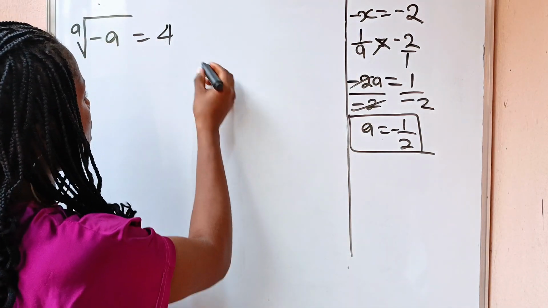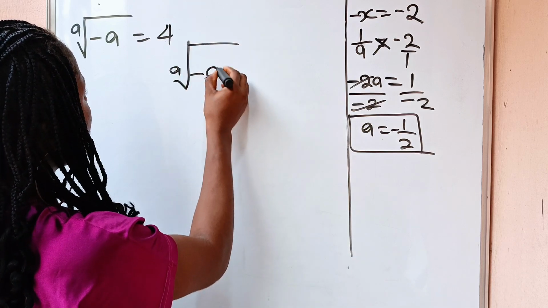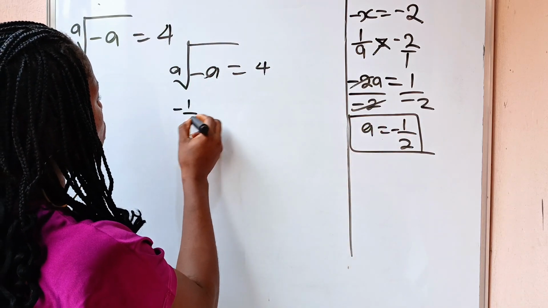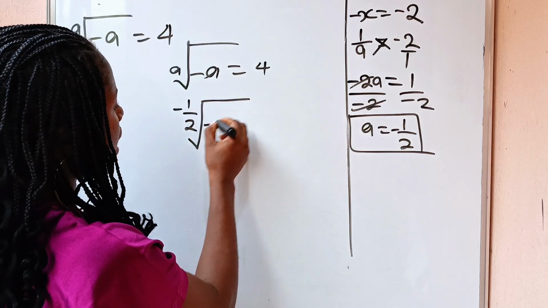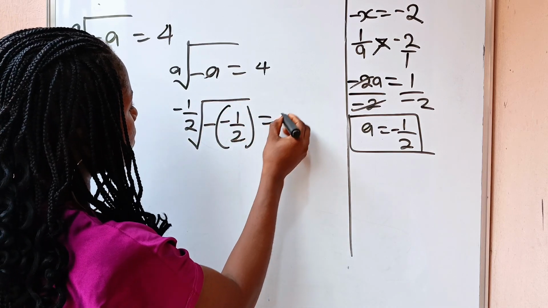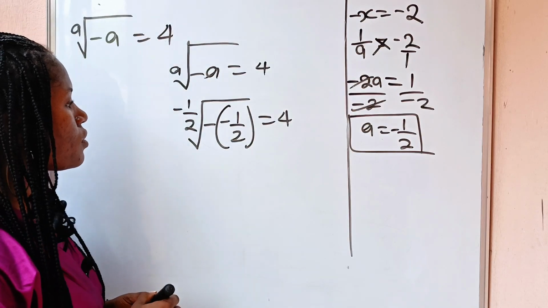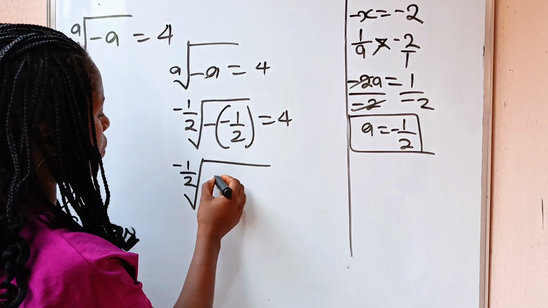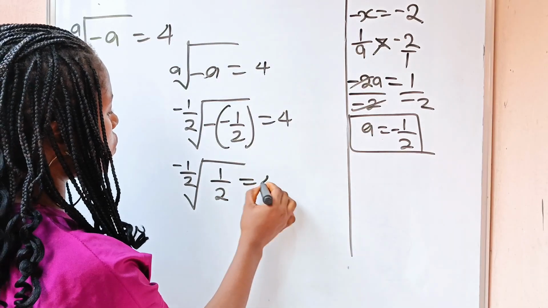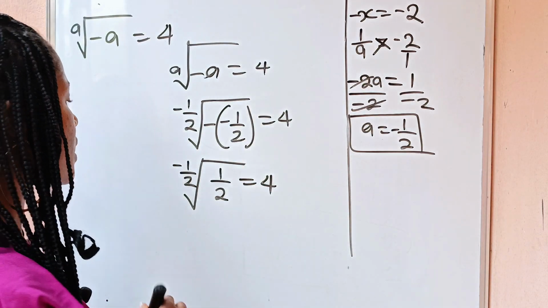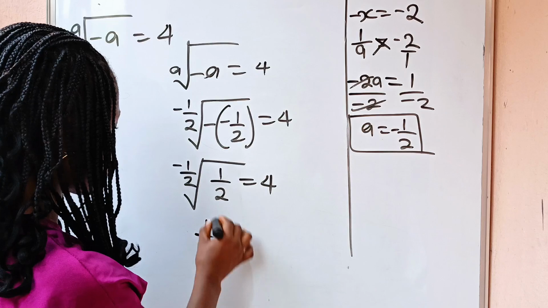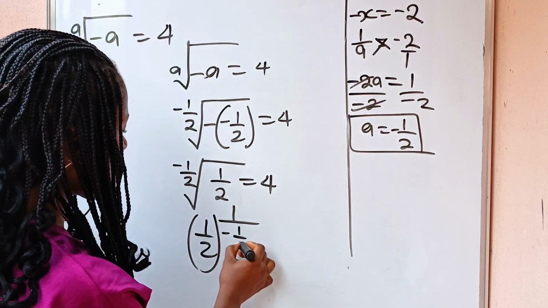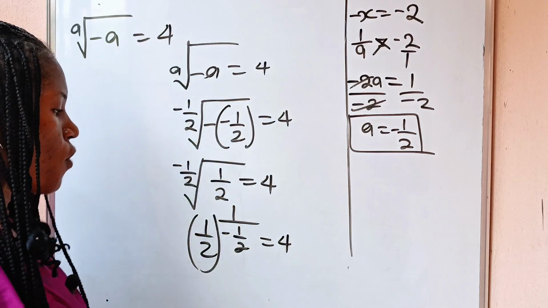Now, this is the question: the nth root of minus a is equal to 4. Now we have a to be minus 1 over 2. So we have the minus 1 over 2 root of minus minus 1 over 2 is equal to 4. Okay, now we have the minus 1 over 2 root of, minus minus is plus, so of half is equal to 4. Now remember that we can rewrite this as 1 over 2 raised to the power of 1 over this, right? 1 over minus 1 over 2 is equal to 4.